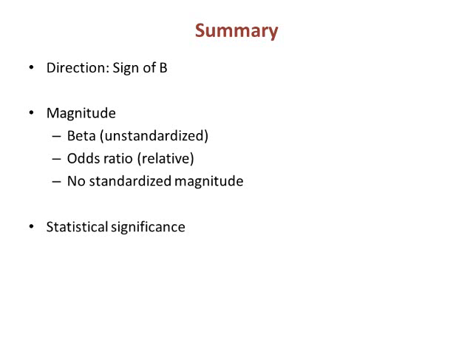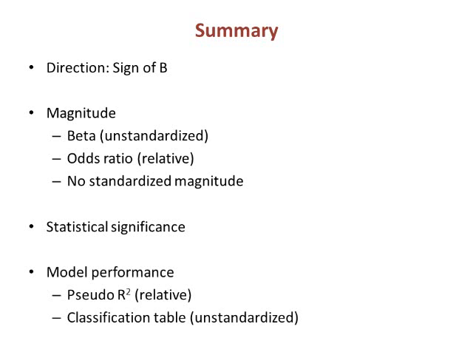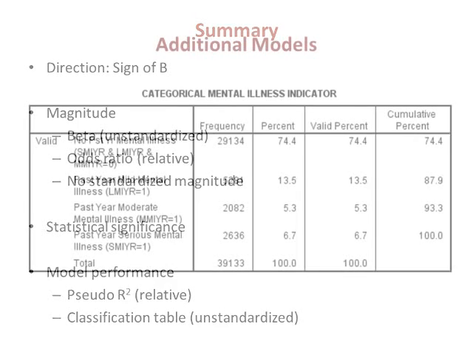Statistical significance is present. Model performance is complicated. The pseudo R-square is relativistic. It can compare the performance of one equation to another, but it is not standardized like the R-square in OLS regression. The classification table gives a very precise measure of accuracy, but is unstandardized. In fact, the cut points can even be changed.